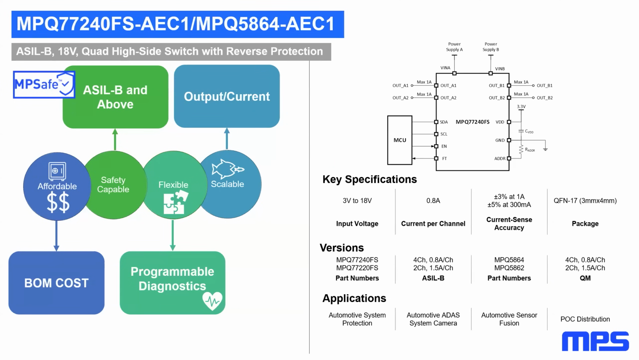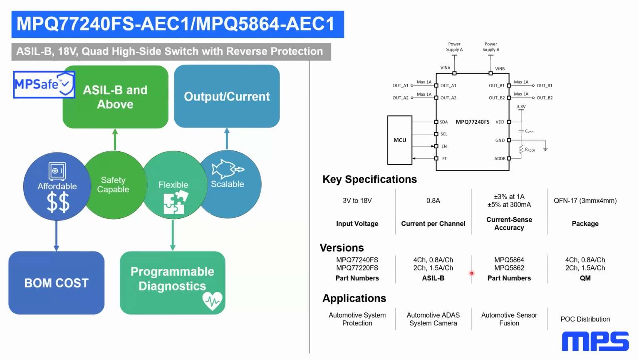It's a quad channel or two channels product that is designed for the automotive application such as the ADAS system, and more specifically the cameras. We can also use it for the automotive sensor fusion, for the POC distribution, the power over coax, or just as a system protection. It's coming in a small package, 3x4 QFN17, and in two versions, either ASIL or QM.